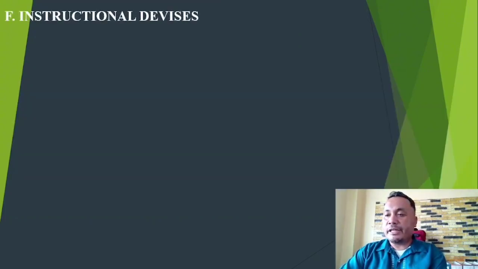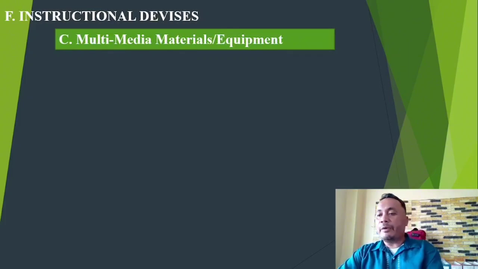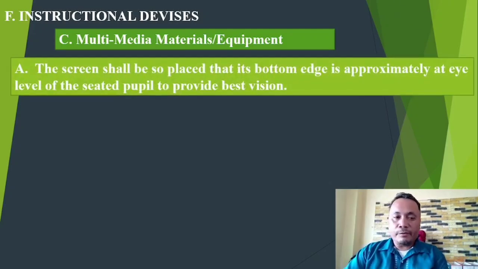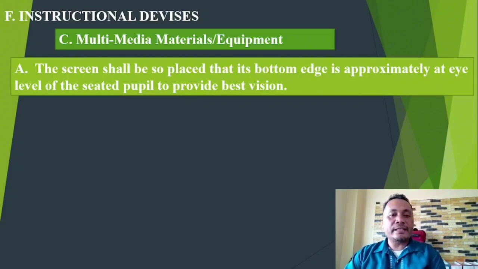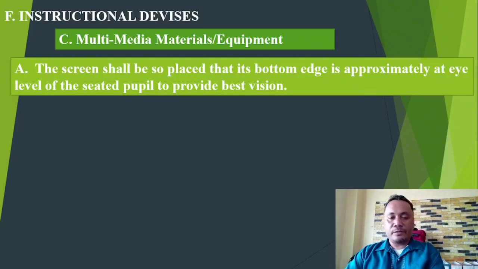Okay, so let's proceed. Multimedia equipment. The following guidelines shall be considered when showing projected materials using multimedia equipment or devices. What are the guidelines? The screen shall be so placed that its bottom edge is approximately at the eye level of the seated pupil to provide best vision.